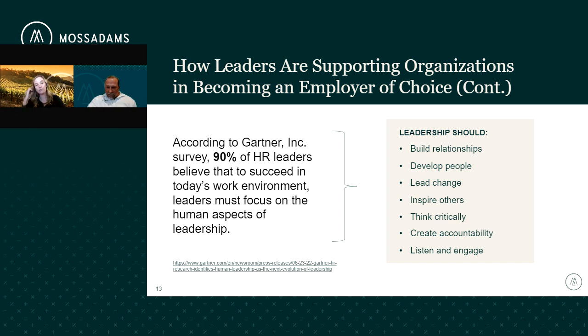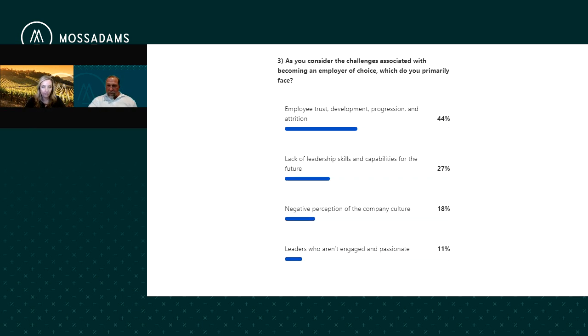All right, how about we check out the results? Sounds good. Employee trust, development, progression, and attrition coming in hot at 44%. And then trailing, lack of leadership skills and capabilities for the future. Yeah, that tracks, especially with a lot of the conversations that we have with our clients, Brett. Yep, I agree. I love the employee trust and development, which goes hand in hand, of course, with lack of leadership skills. Fascinating. Okay, thank you all for participating.